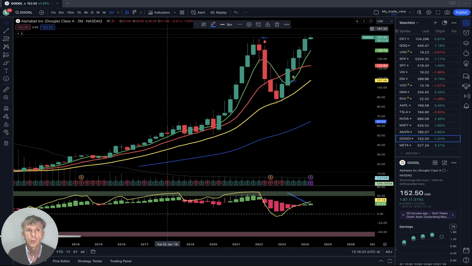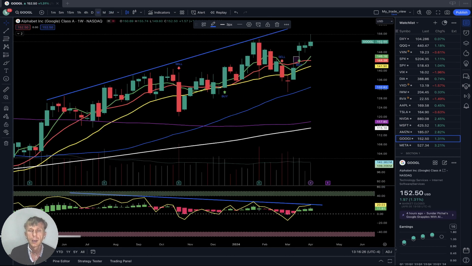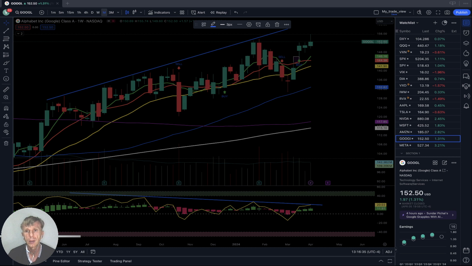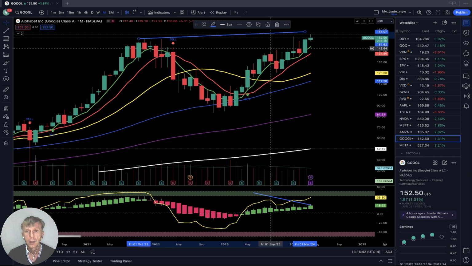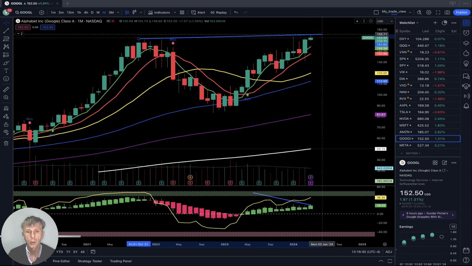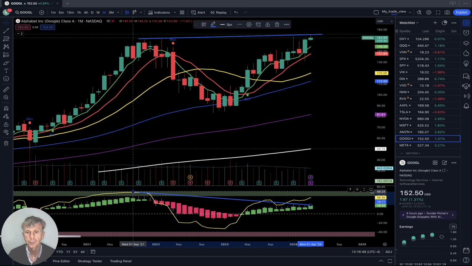Google, let's move to Google weekly. Last bar above all moving averages, bullish trend. RSI has bearish divergences, bullish trend. Monthly, let's see. It did all-time new high and bearish divergence on RSI, right? Bullish trend with bearish divergence on RSI.